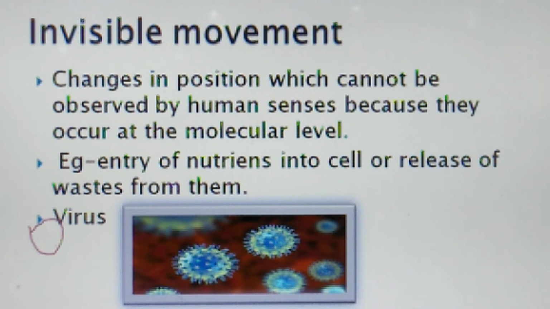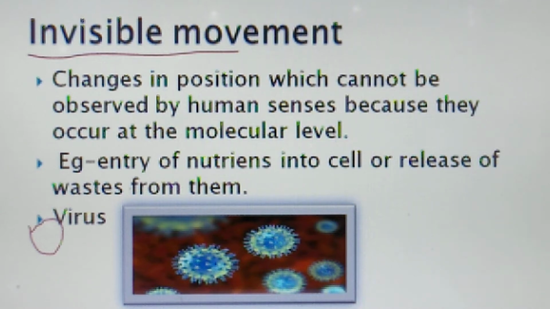While absorbing the substance, different types of molecular or chemical reactions take place inside the cell. After those chemical reactions, byproducts are formed, and the cell throws those byproducts outside. So this movement of taking up nutrients and giving out excretory matter cannot be seen through our naked eyes. That is why we call it invisible movement.